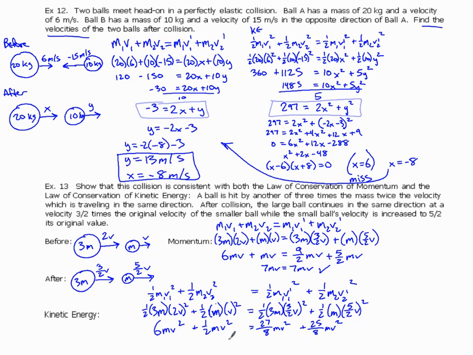So solving this comes out to be 13/2 mv squared, and on this side 52/8 mv squared. And 52/8 simplifies. So 13/2. So this one checks out too. And so show that momentum is conserved, yes, and show that kinetic energy is conserved, yes, it is.